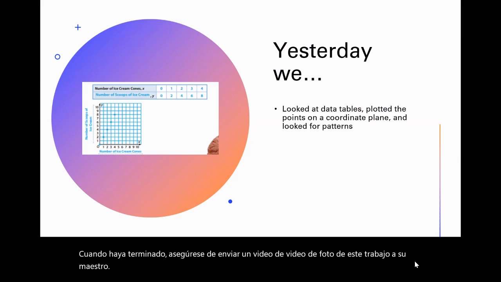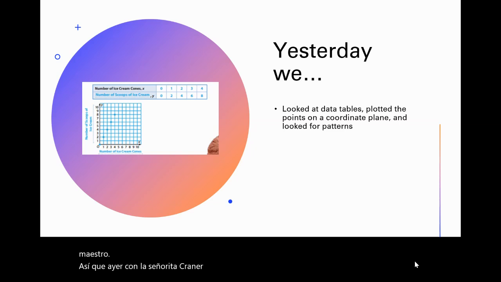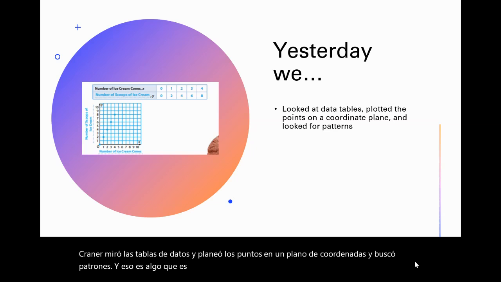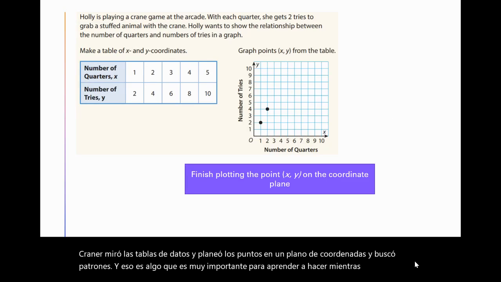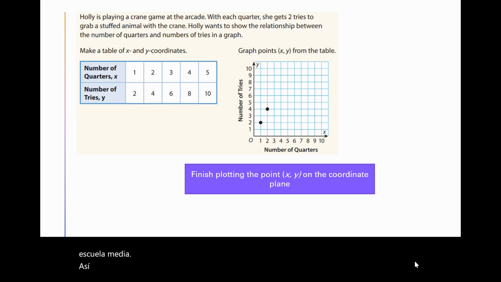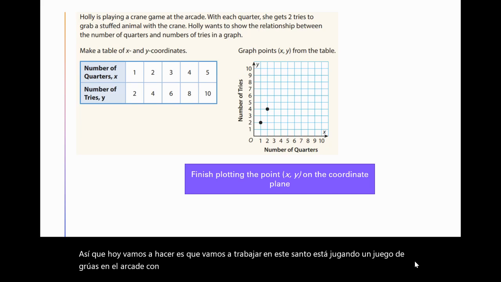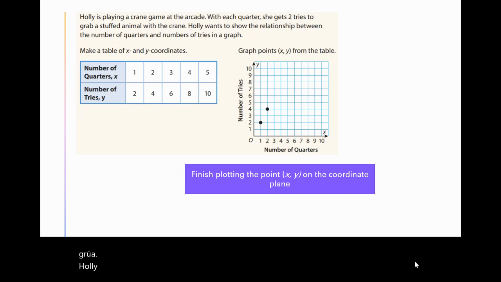So yesterday with Ms. Carnero, you looked at data tables and you plotted the points on a coordinate plane and looked for patterns. That's something that's really important to learn to do as you're getting ready for middle school. So today we are going to work on this. Holly is playing a crane game at the arcade. With each quarter, she gets 2 tries to grab a stuffed animal with the crane. Holly wants to show the relationship between the number of quarters and the number of tries in a graph.